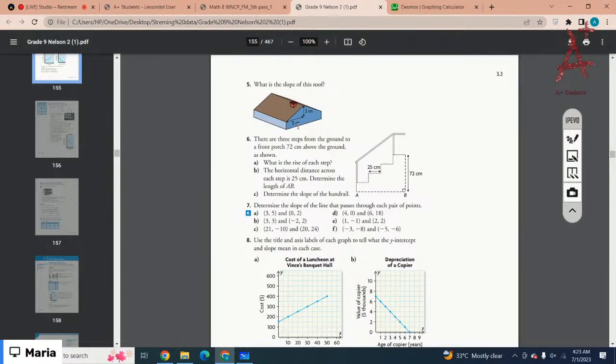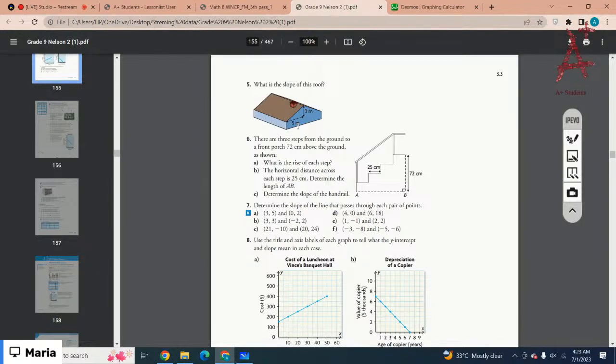There are 3 steps from the ground to a front porch 72 centimeters above the ground as shown. What is the rise of each step? The horizontal distance across each step is 25 centimeters. Determine the length AB. Determine the slope of the handrail.